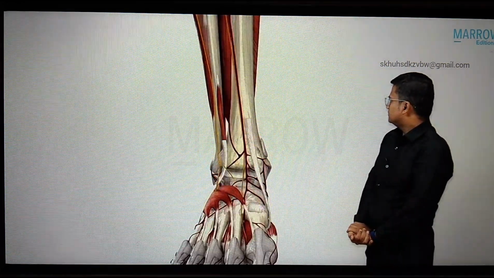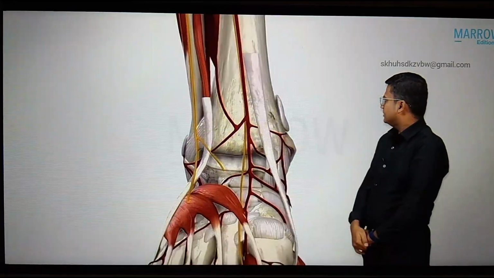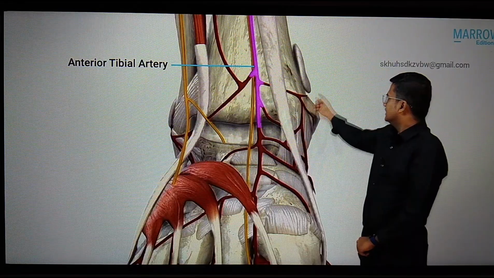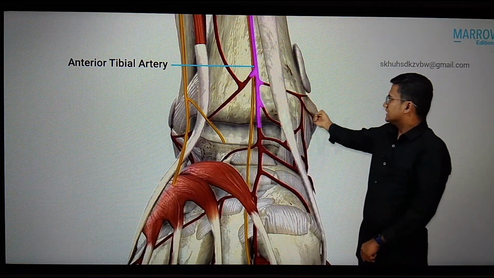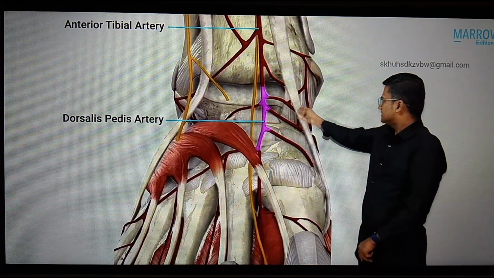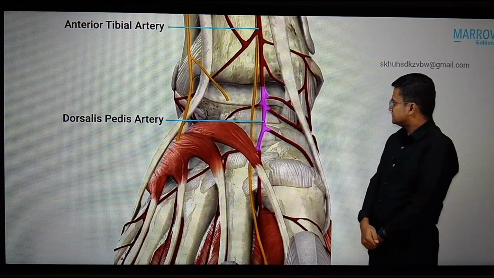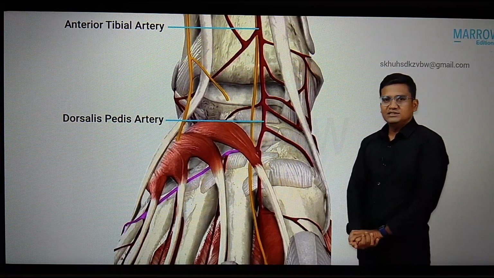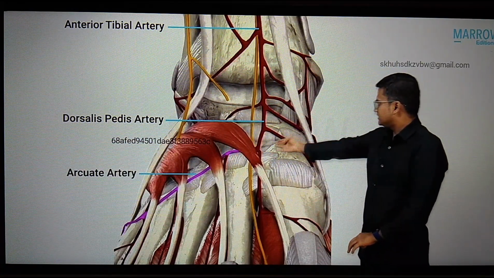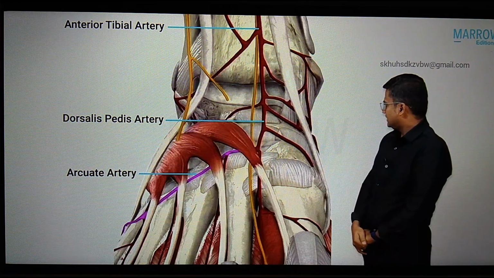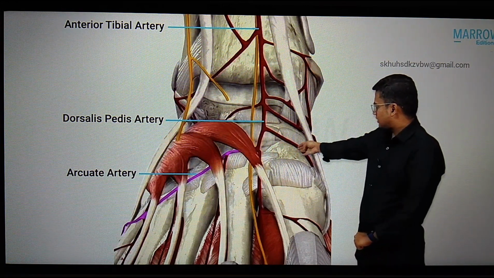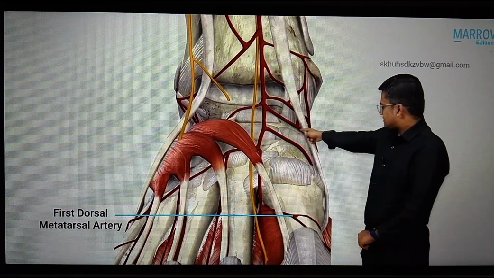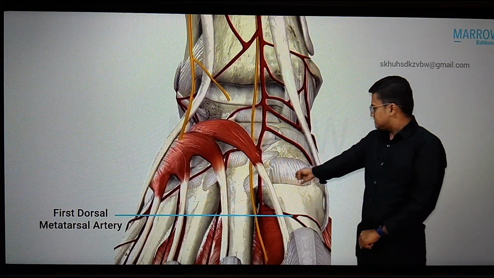Now, the anterior tibial artery in turn continues as the dorsalis pedis artery at the junction of the two malleoli. The dorsalis pedis artery gives branches: the arcuate artery and the dorsal metatarsal artery, the first dorsal metatarsal artery, this one. Now, after giving these two branches, the dorsalis pedis artery passes through the gap of this muscle.